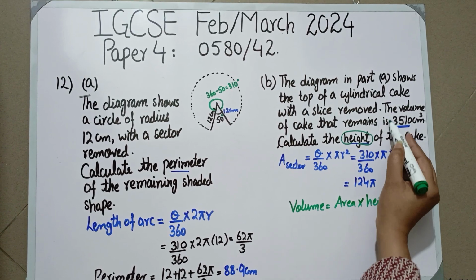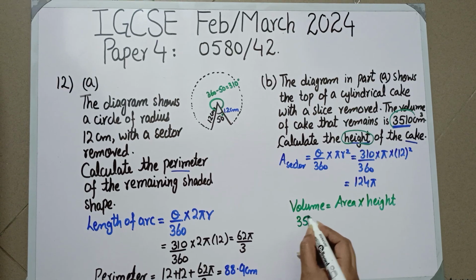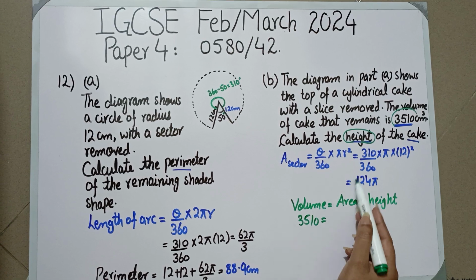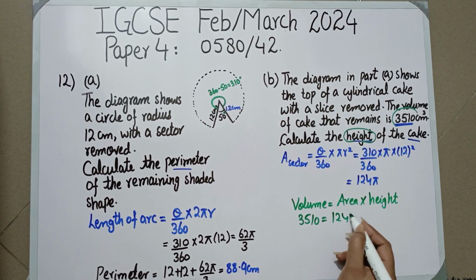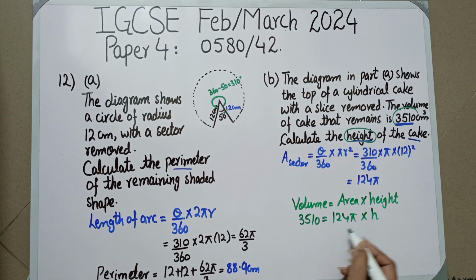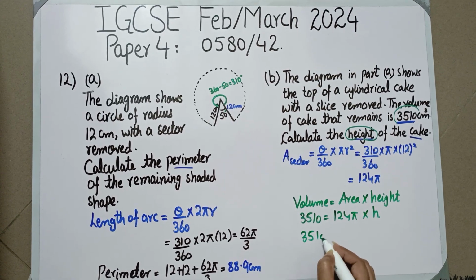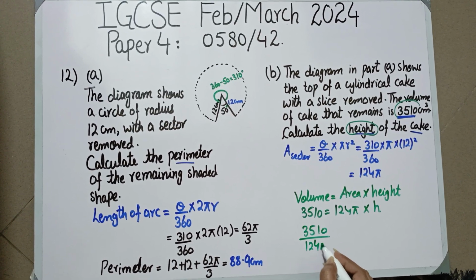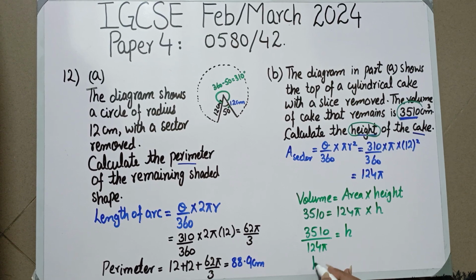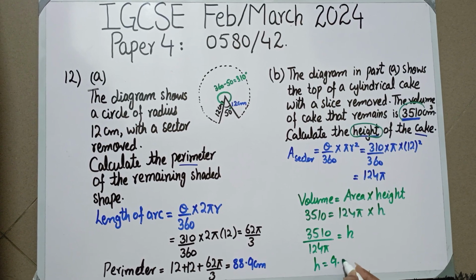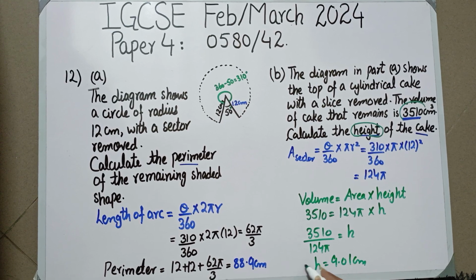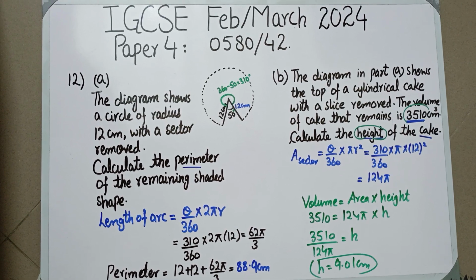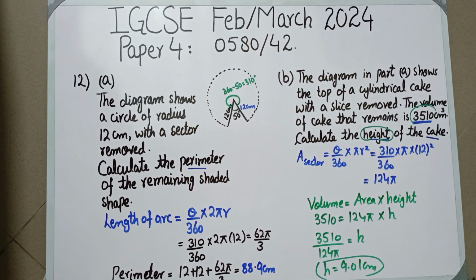The volume is given by the examiner as 3510, while the area of sector you have already calculated above, that is 124 pi, and let us denote the height as h. Simply you have to calculate 3510 by 124 pi in your calculator, and you will get the answer as 9.01 centimeter. This is basically the height of the cake, which was the demand of the examiner from you. Hopefully you have understood the question. Thank you for watching the video.